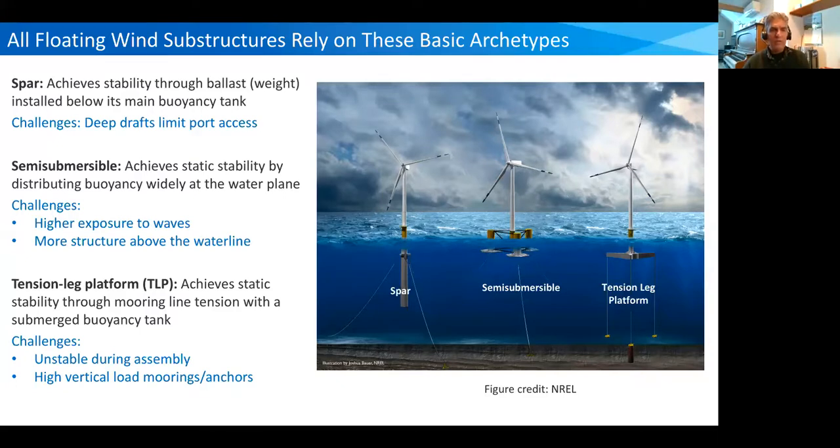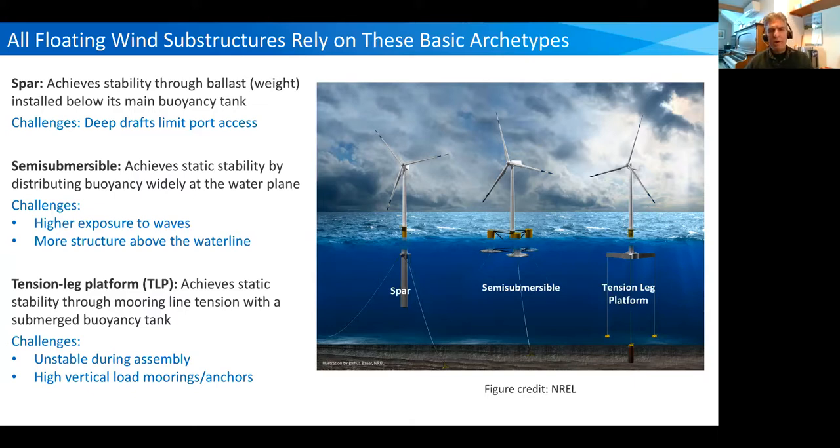There are basically three different types of foundations that I'm showing you here. All of these were derived from oil and gas technology. They've been doing floating foundations in the oil and gas industry for decades. And there are three basic archetypes, and all of the foundations that we see are based on this. It has to do with how each of these systems get their static stability when they're floating in the water.